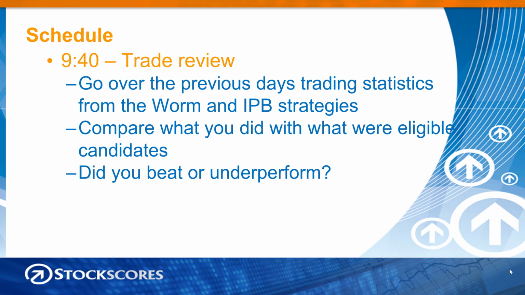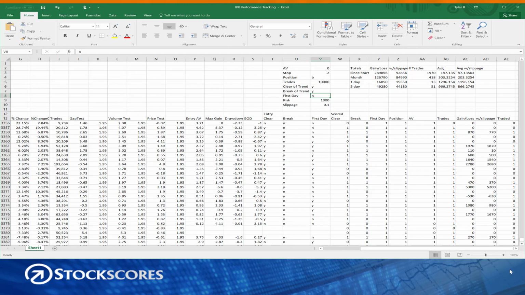Now, at 9:40, I have a little bit of time before we need to build our watch list. And so at that time, I will review the previous day's trades. We'll go through the worms, the intraday pullbacks, and I'll show you a spreadsheet where you can compare what you did with what you should have done if you were perfect. What were the eligible candidates using different thresholds for my indicators? And then from that, you can decide if you beat what was ideal or if you underperformed it.